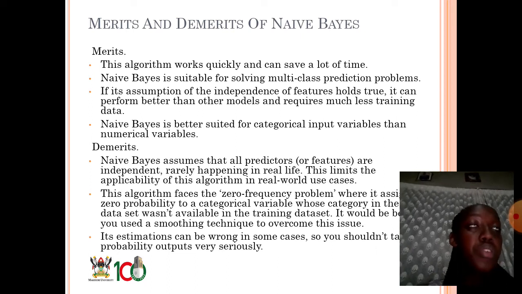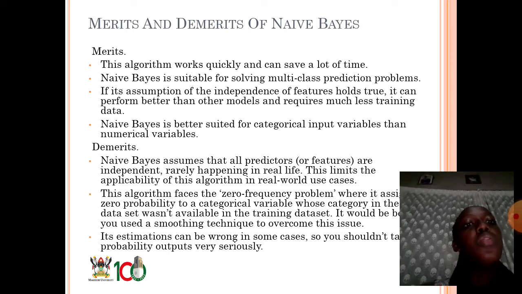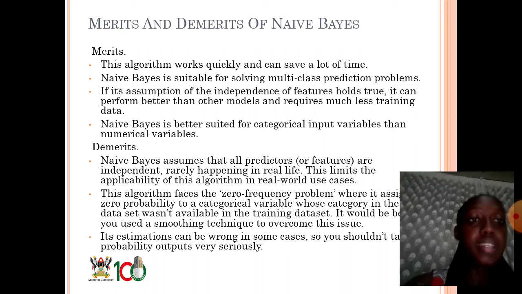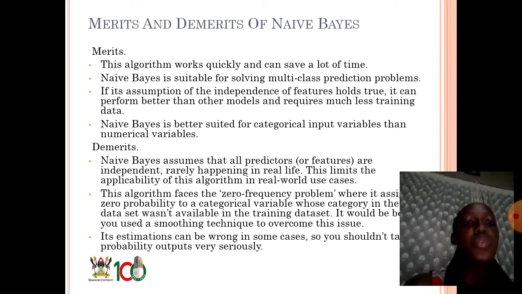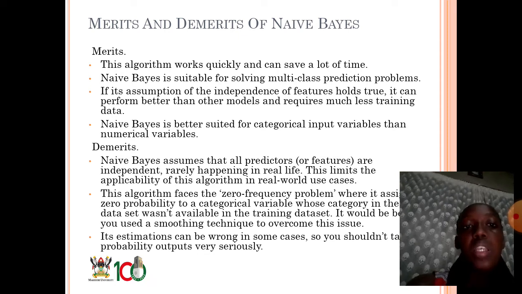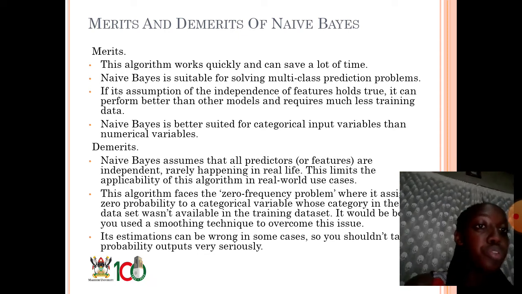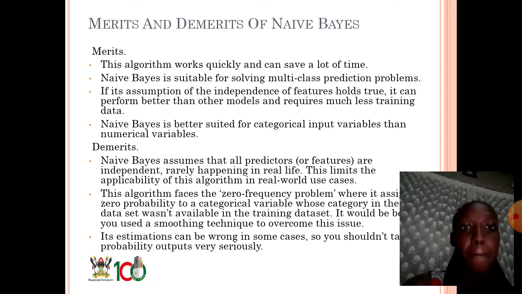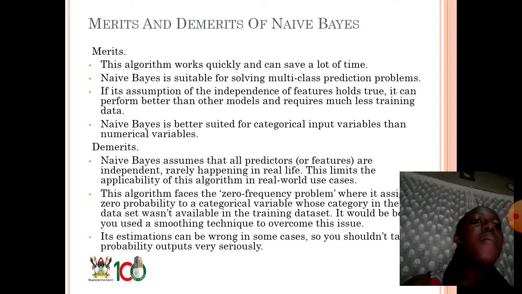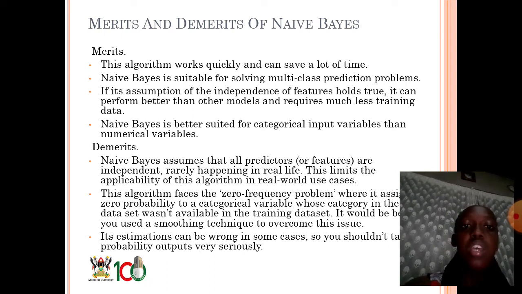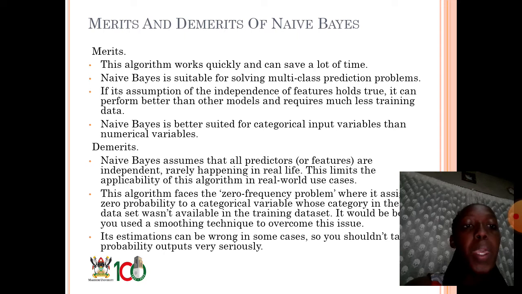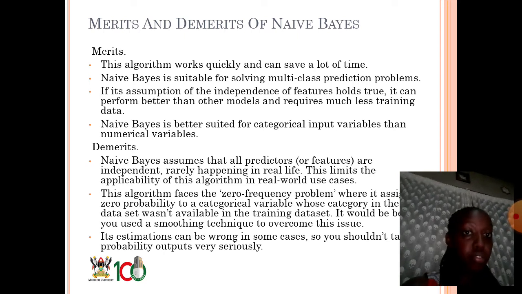Merits. Like anything else, it has merits and demerits. Some of the merits of the naive Bayes: these algorithms work quickly and can save a lot of time. It is also suitable for solving multi-class prediction problems. It assumes independence of features and holds them true. It can perform better than other models and requires much less training compared to the rest. It is also better suited for categorical input variables than numerical variables.